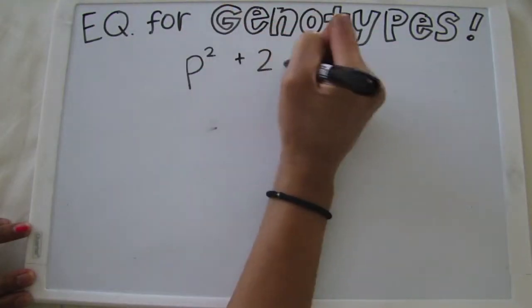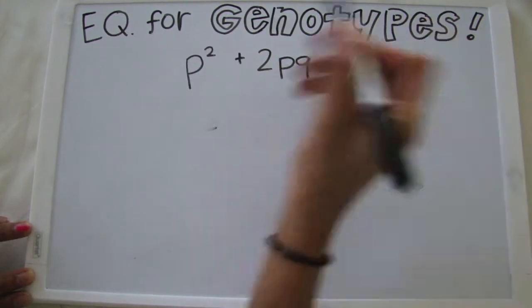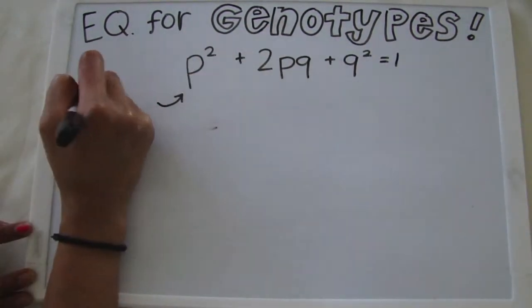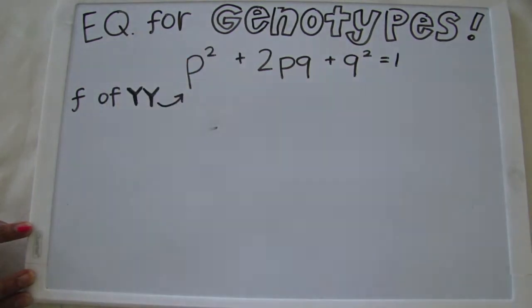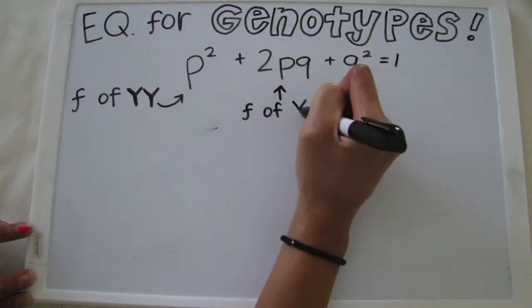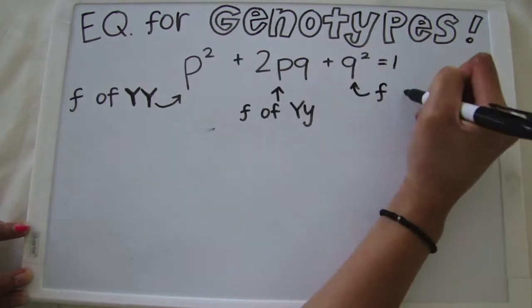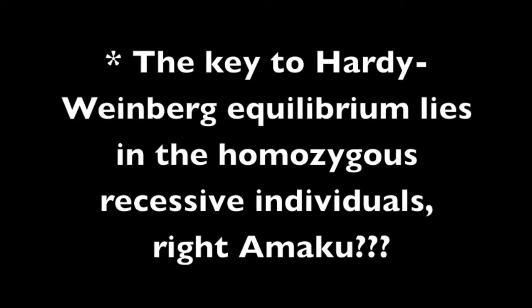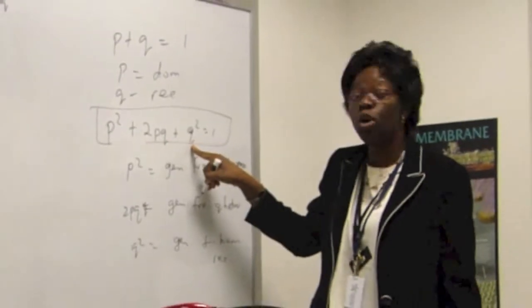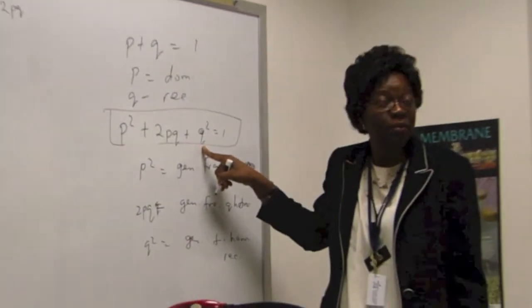P squared plus 2pq plus q squared equals 1. P squared is the frequency of the homozygous dominant genotype, or big Y big Y. 2pq is the frequency of the heterozygous genotype, or big Y little y, and q squared is the frequency of the homozygous recessive genotype, or little y little y. This accounts for the homozygous recessive. Okay?